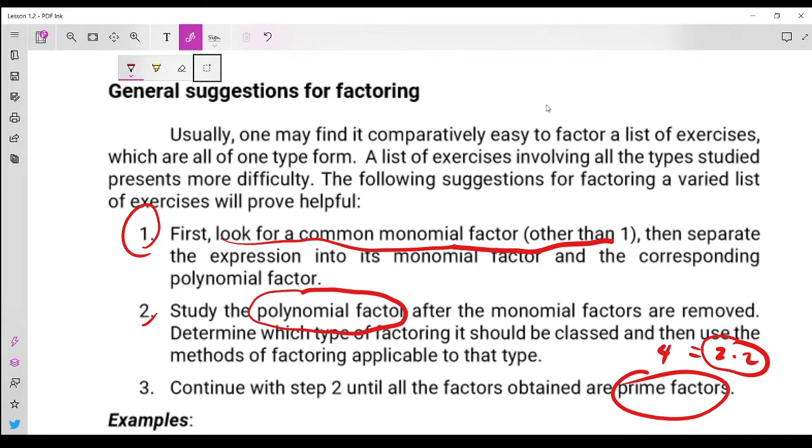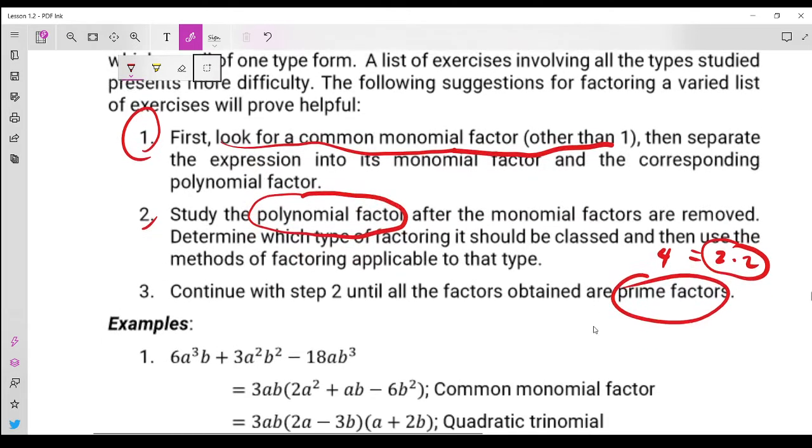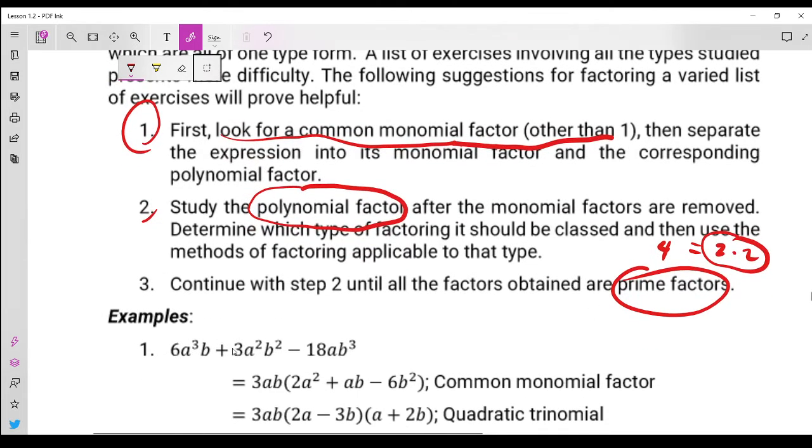Okay, another example. The prime factors of 6 are 3 and 2, because we can no longer factor 3 and 2. So, that is what we call prime factors. Okay, so for example, factor this one completely: 6a cubed b plus 3a squared b squared minus 18ab cubed.